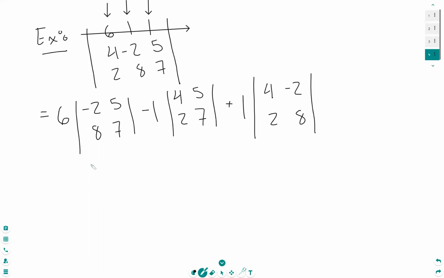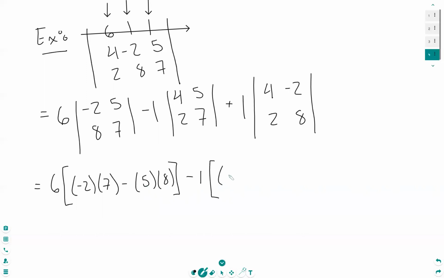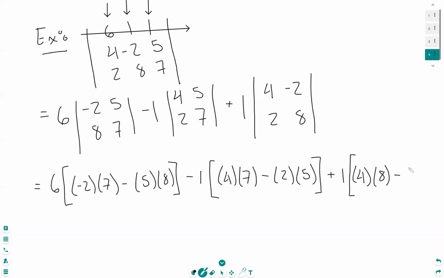So now we can write this. We can do the determinants of order 2 here. So this is 6 times (-2 times 7 minus 5 times 8), minus this 1 times the determinant of this order 2, which is 4 times 7 minus 2 times 5. And then finally, we have this plus 1 times this determinant, which is 4 times 8 minus -2 times 2.